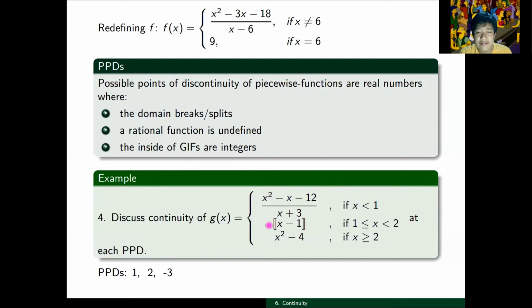Etong GIF, well, ang domain, pasok lang naman siya sa x between 1 and 2. Diyan sa interval na yan, ang nagpapa-integer lang naman sa kanya is yung 1 and yung 2. Counted na siya dito. Okay? So we're done. These are your PPDs for this function. Now we will discuss the continuity at each of this one. So yung ginagawa natin kanina pa, gagawin lang natin sa bawat isa sa kanila to identify if g of x is continuous or discontinuous at each of these points.